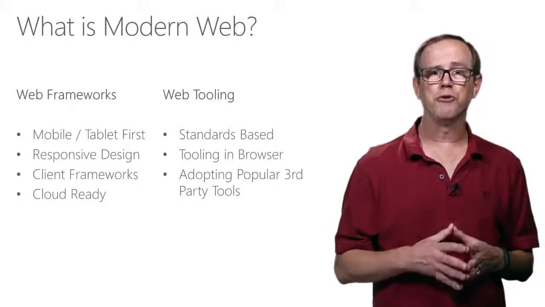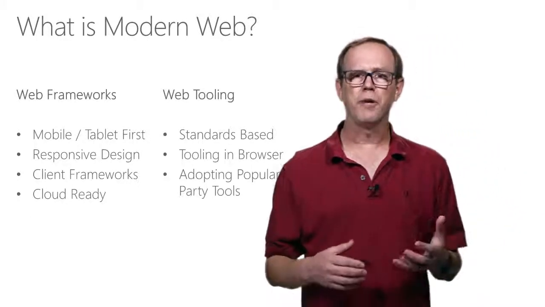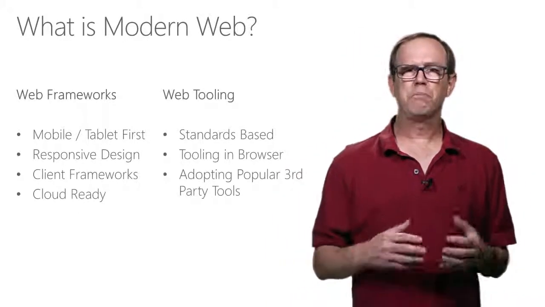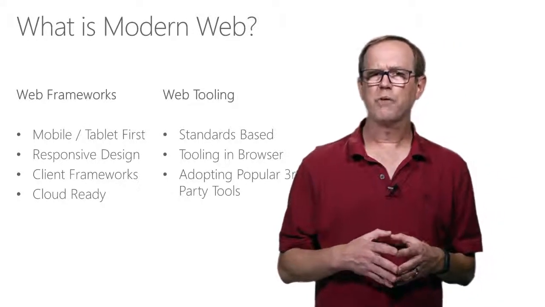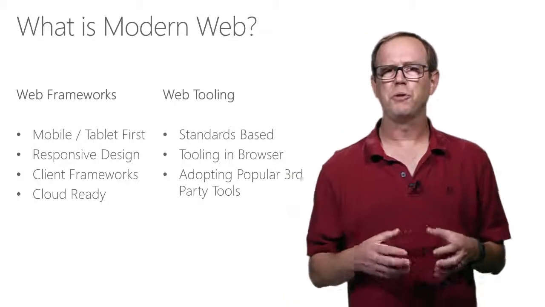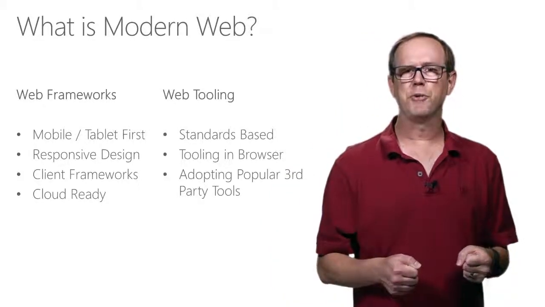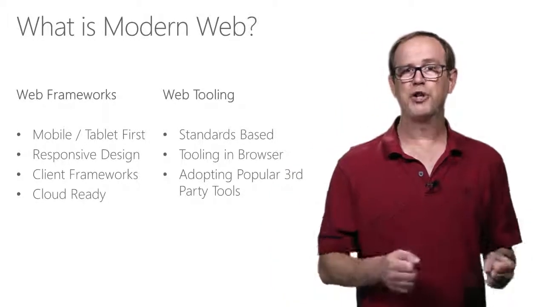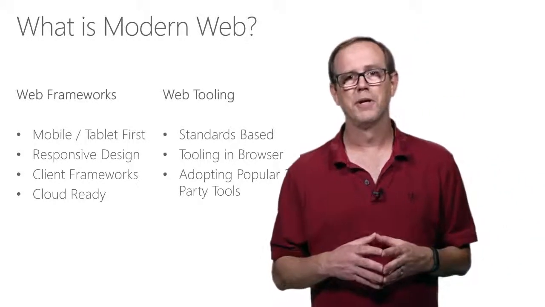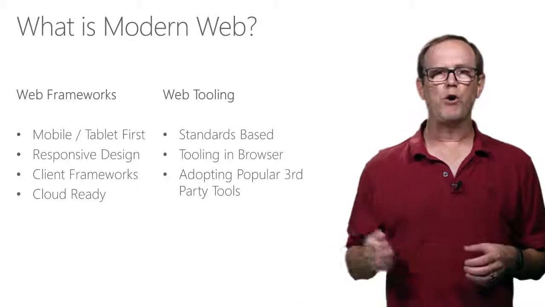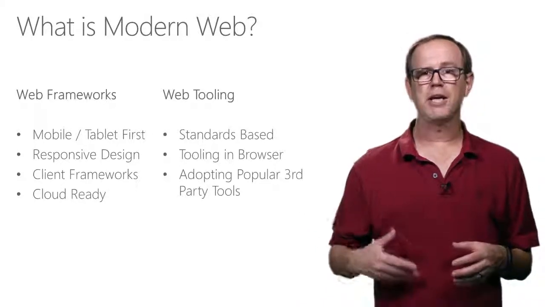Another thing that's important to us as part of ASP.NET is client frameworks. Recently, frameworks like Angular and Ember have become very popular. One of our goals with ASP.NET 5 is to let you build an ASP.NET application that generates both the server side and the client side for those frameworks for you automatically, so you get the best of both breeds.